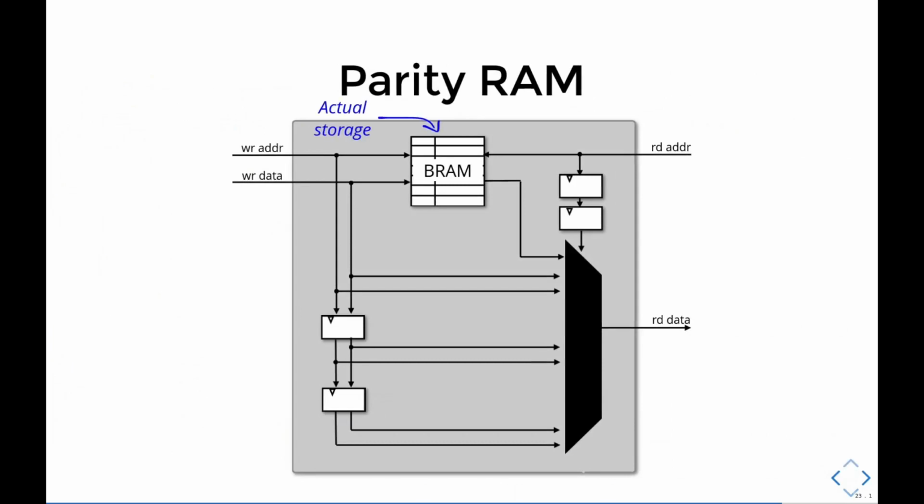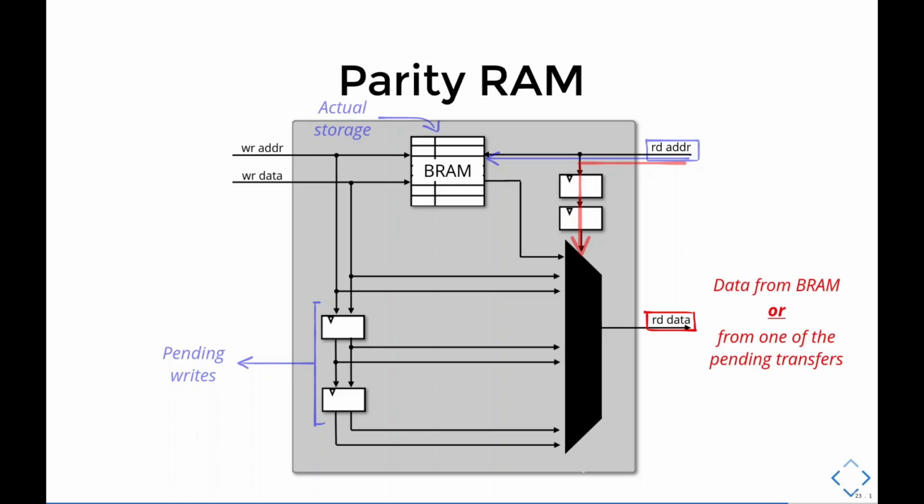So the actual storage is still a regular block RAM, but we've added some flip-flops responsible for storing pending writes. These are writes that have not yet been committed to the block RAM itself. Read address is still connected to the block RAM, but is also used to check if the address being read is pending, so that read data will always have the most up-to-date data. In other words, read data can be either data from the block RAM or from one of the pending writes.